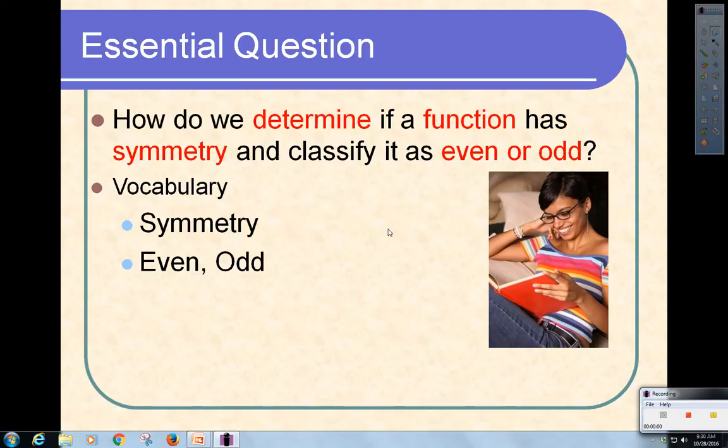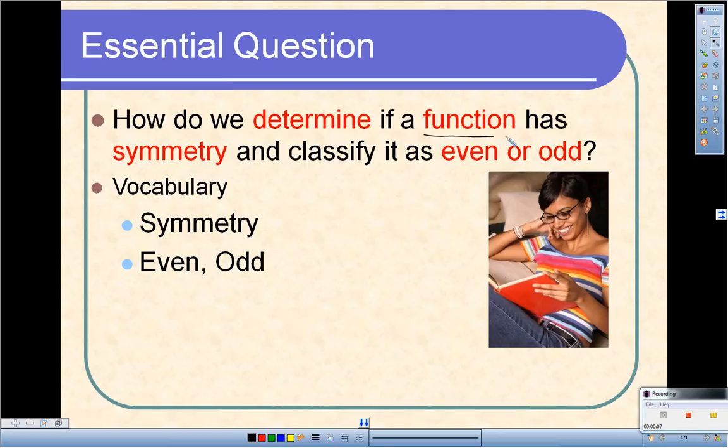Alright, y'all, today's essential question is how do we determine if a function has symmetry, and then if it does have symmetry, how do we classify it as being even or odd? Now, don't get this confused with an even number like 2, 4, 6, 8, 10, or an odd number like 1, 3, 5, 7. This has its own very specific and distinct definition.